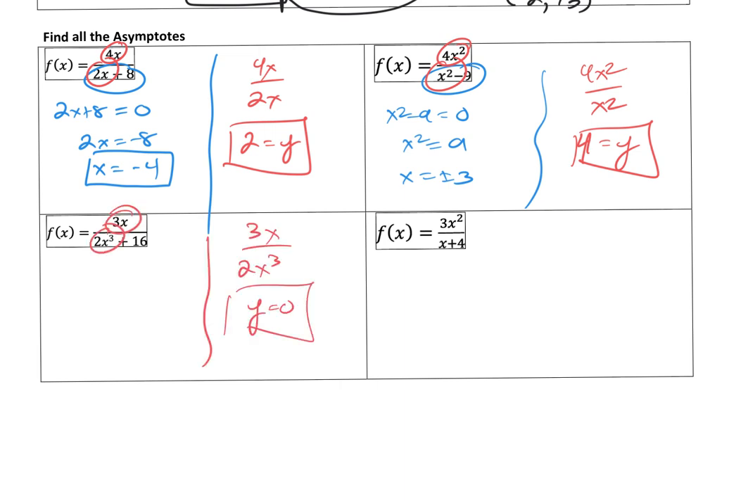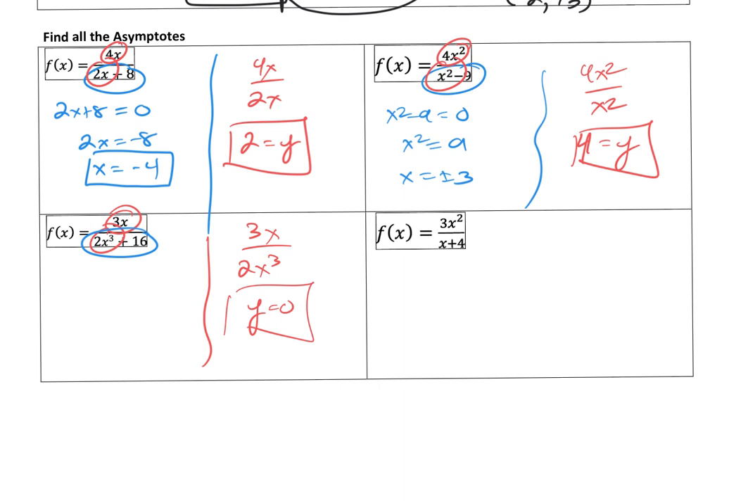All right, for our horizontal asymptote, I look at my biggest terms. We have 3x and 2x cubed. Because my degree in the denominator is automatically bigger, by default, we have y is equal to 0 as our horizontal asymptote. For our vertical asymptotes, we're going to look at just our denominator.